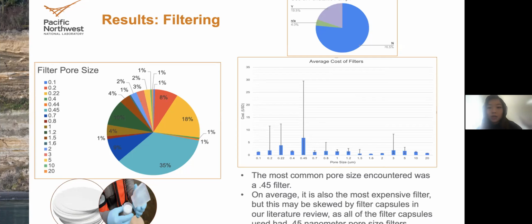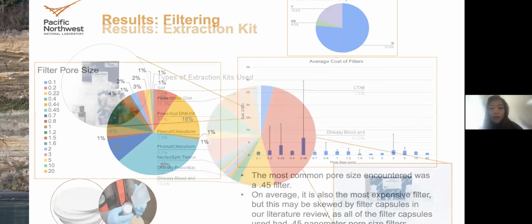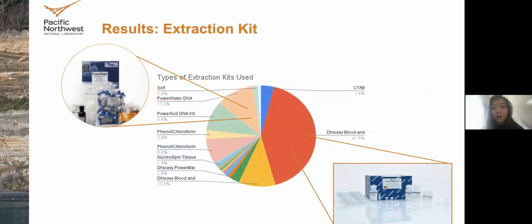So without the inclusion of filter capsules, the average cost of filtering for the 0.45 nanometer pore size would be $2.34 per filter, which aligns with the cost of other pore sizes. And so lastly, I looked at the most common DNA extraction kit used, and the most common extraction kit used is the DNeasy blood and tissue kit, which the average cost for each preparation or sample is $3.54.